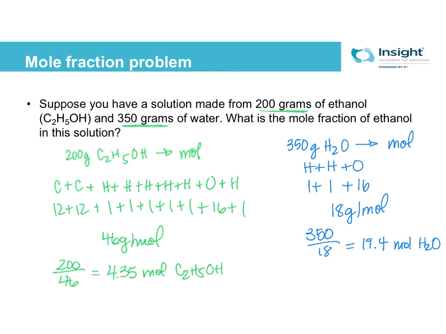All right, and now my mole fraction is just my moles of solute divided by my total moles. All right, so that's going to be my mole fraction is equal to 4.35 divided by 19.4, and let me just plug that in the calculator. Which is equal to 0.22. No units because I'm dividing moles by moles. Units are going to cancel out.